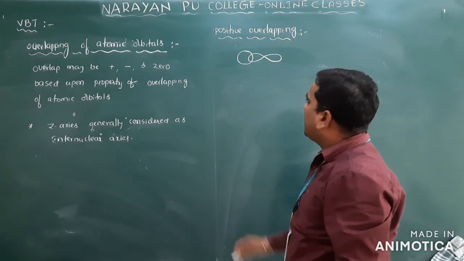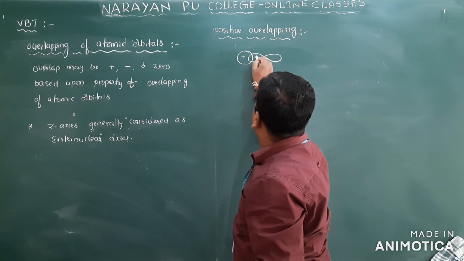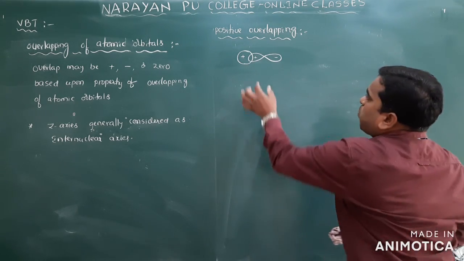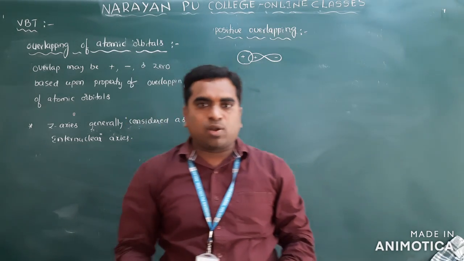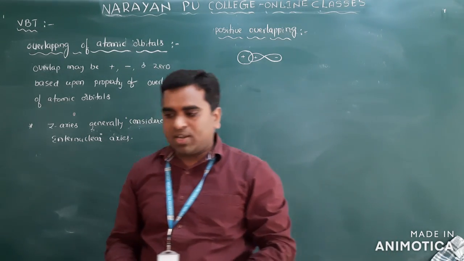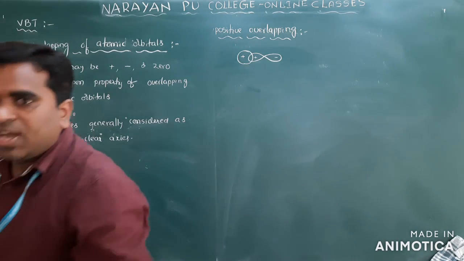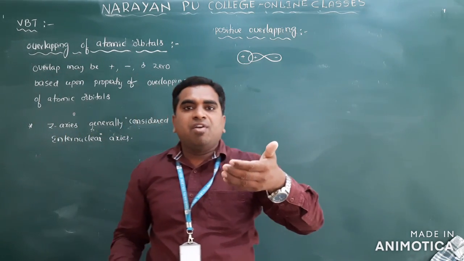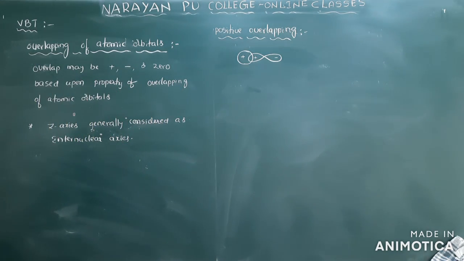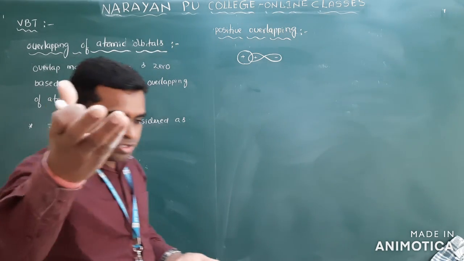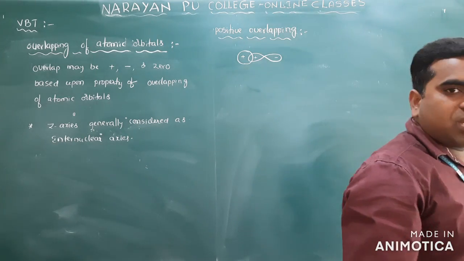This is clear. This is positive and this is positive, and this is negative. What is meant by positive? Positive means don't think that it is a cation here, or that negative means anion. Clear? What does positive mean? It is the phase of the wave of atomic orbitals. You might have studied atomic orbitals in atomic structure.